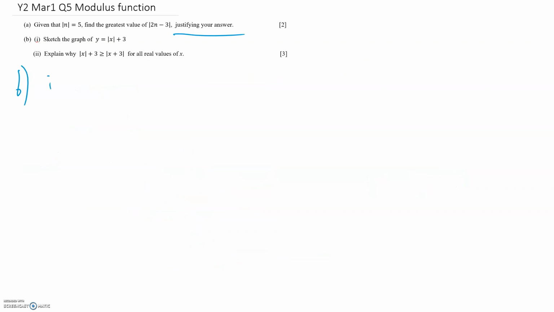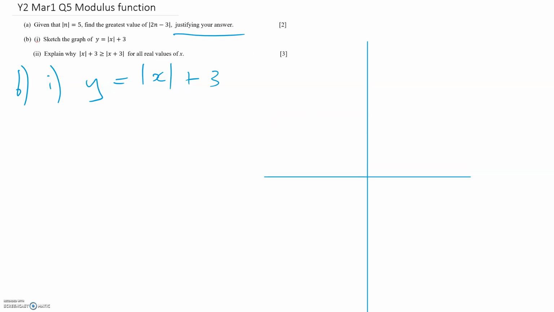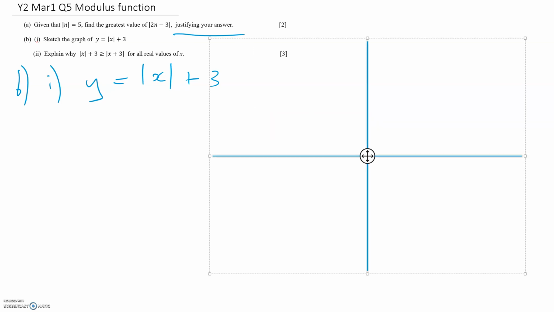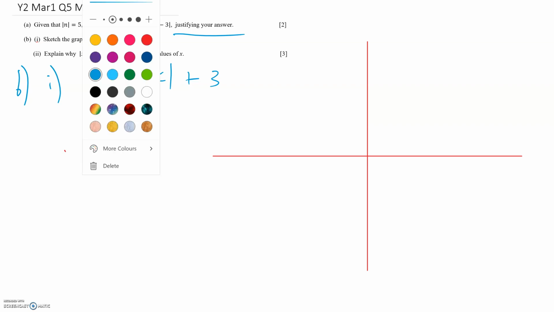For part B, we want to sketch the graph of y equals modulus of x plus 3. So if you draw the axes over here, nice and big, let's draw those in red. Then the graph of modulus of x, if we draw that first in a different color, let's draw that in this grey color here.